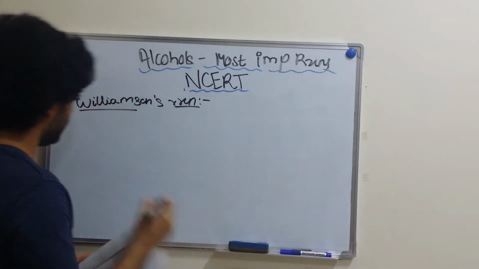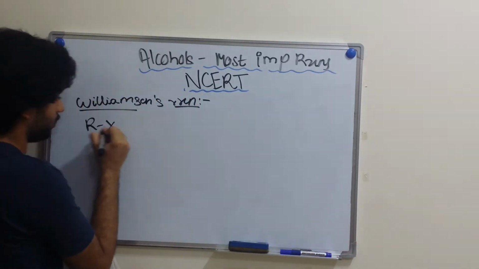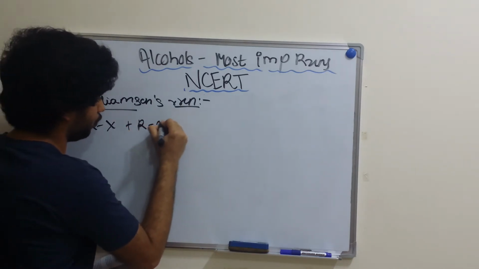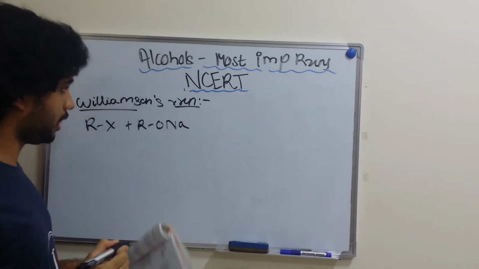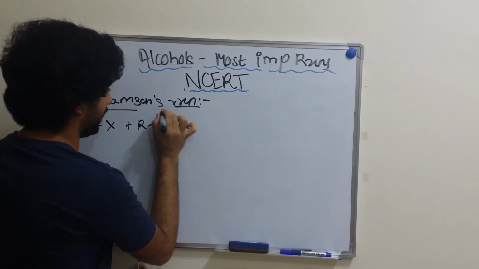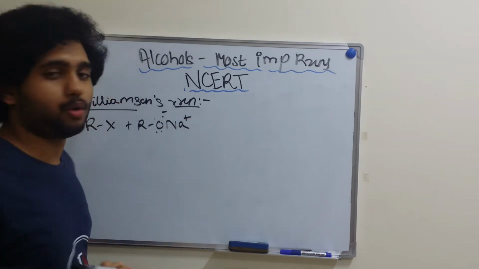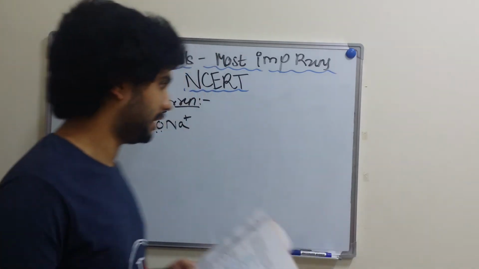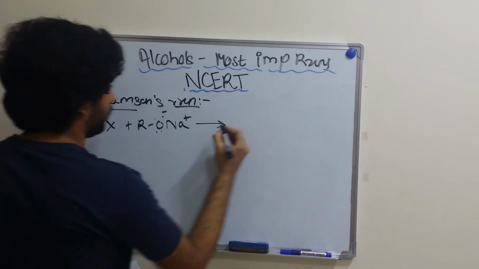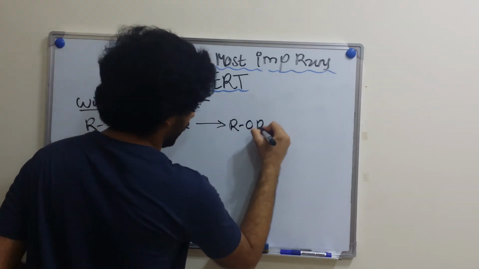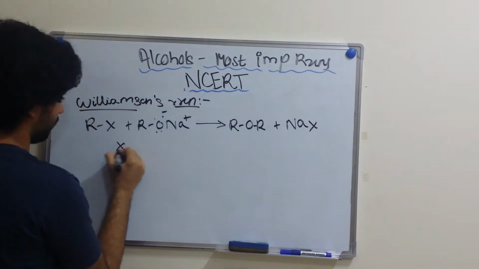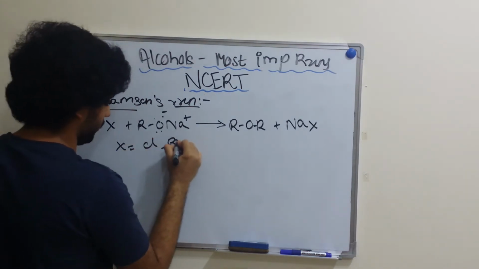So what does it say? It says you take any RX alkyl halide and add RONa. You all know oxygen has a lone pair with negative charge, and sodium is always an electropositive metal ion. When they both react, you are going to get ROR plus NaX, where X can be chlorine or bromine.